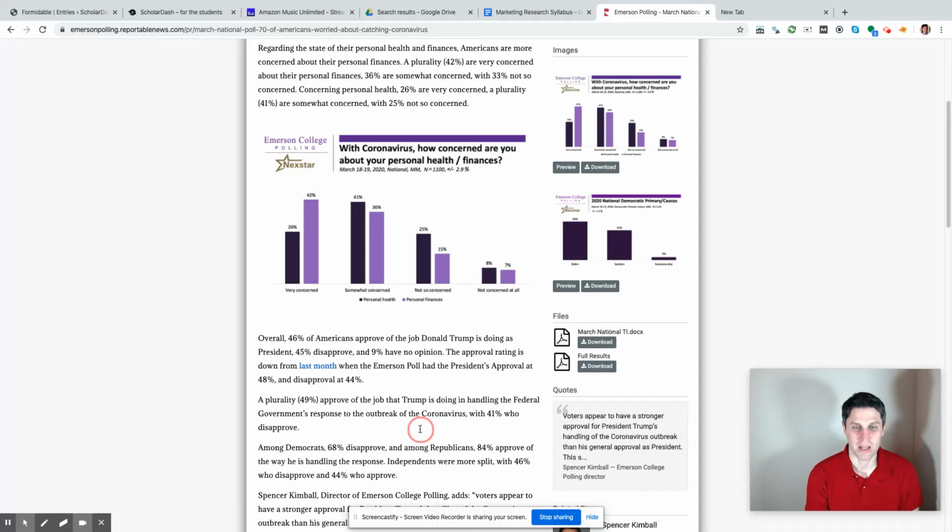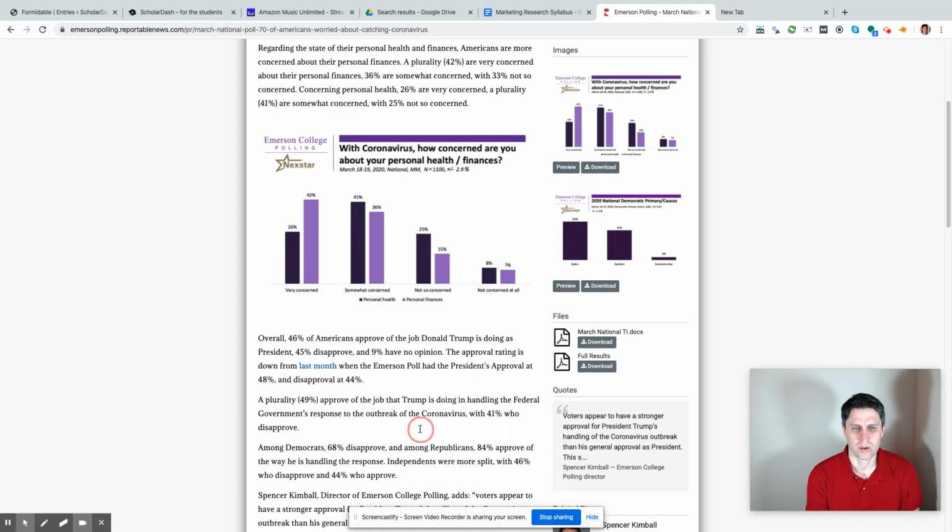Is Trump doing a good job in handling the federal government's response to the outbreak of coronavirus? You could probably shorten that. You could probably take some words out, right? And maybe be more respectful too, because if you diminish somebody, it's tricky, right?